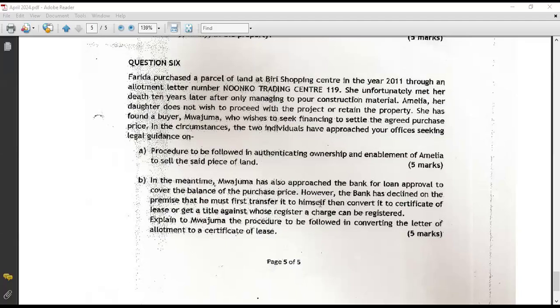I want to project to you where a letter of allotment question was asked. I want to project November 2023. I want you to get the difference where a question of letter of allotment is used in private land and public land. So I want to go to my past papers, conveyancing past papers, November 2023. So this was question 1.